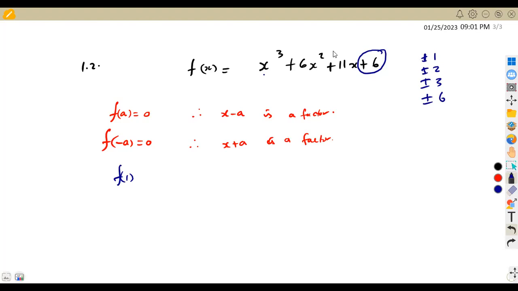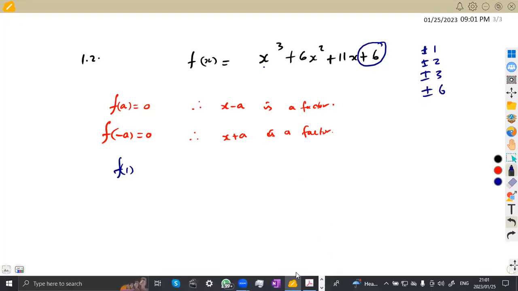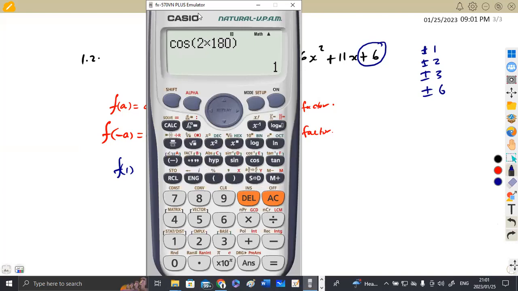Let me try to share the screen again so that we can see our calculator here. I think the whole of the screen now is showing up. All right, so that's our calculator here. Sorry for that. Let's put our calculator again. All right, so that's what we have here.